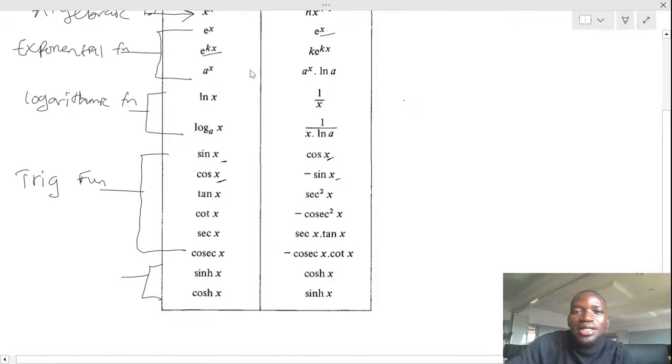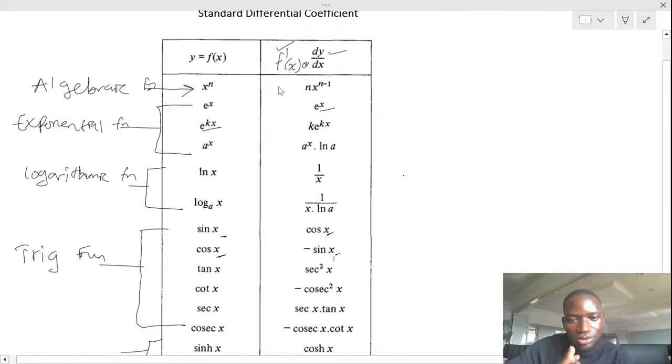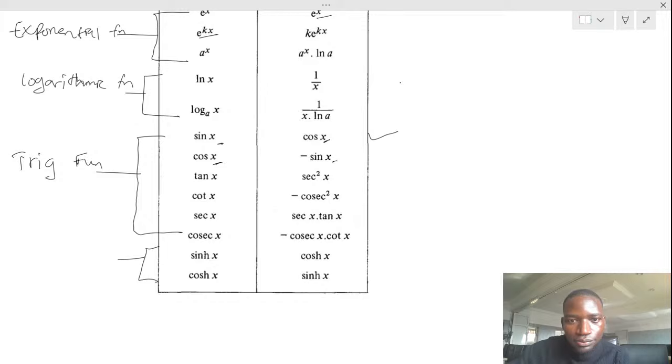So please, these are some standard differential coefficients that you must know. You must just know them, especially the trigonometric aspect. Your sine will give you cos, your cos will give you minus sine, your tan will give you sec squared x, then your cot x will give you minus cosec squared x, your sec x is going to give you this. So I'm going to prove sine for us, and I'm going to prove tan for us, so we can prove the rest. Because right now I want to deal with just trigonometric functions. So now let's move down to trigonometric functions.